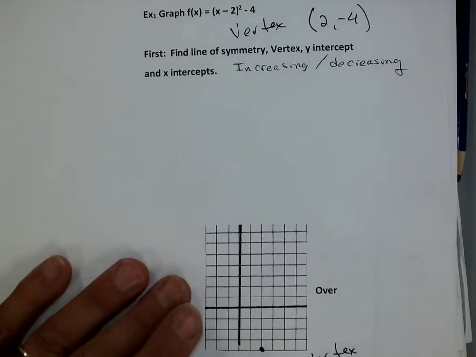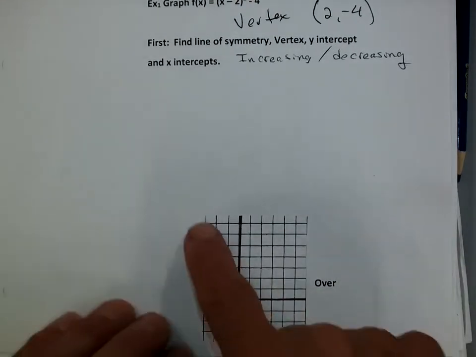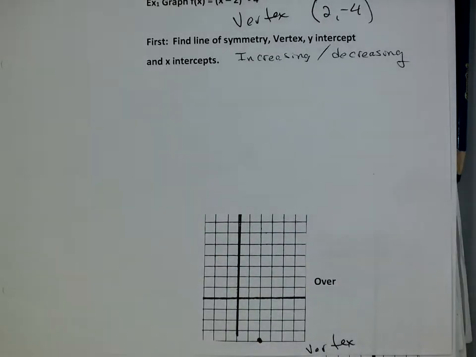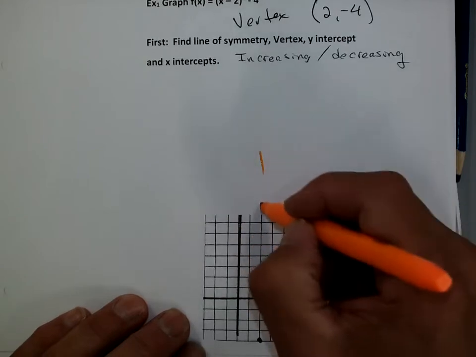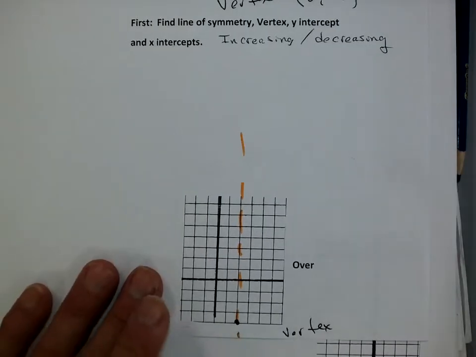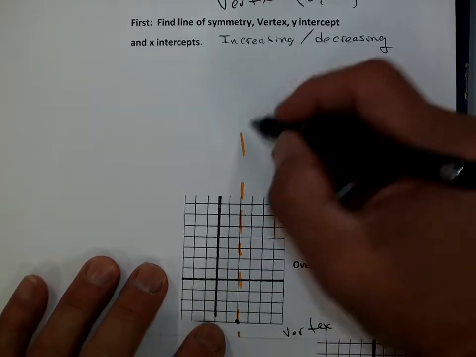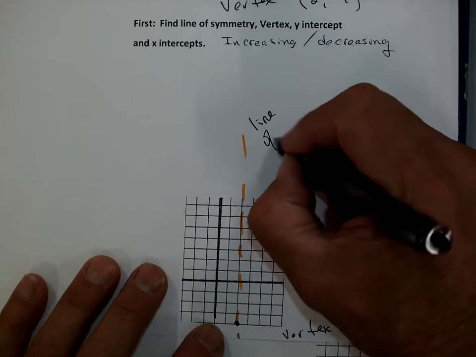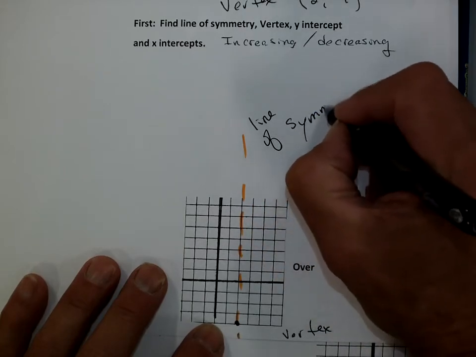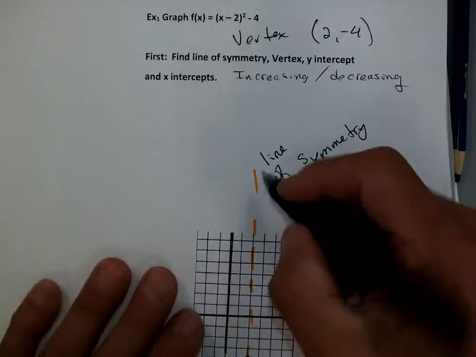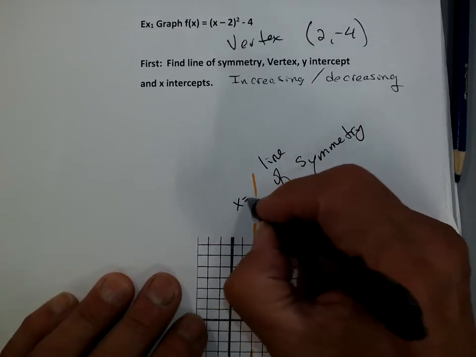Now I know that at the vertex, the parabola is symmetrical. So I graph in what I call the line of symmetry. This is an invisible line which goes right through the middle of the vertex. Well, the line has an equation. The line of symmetry on this one is simply going to be x equals 2.